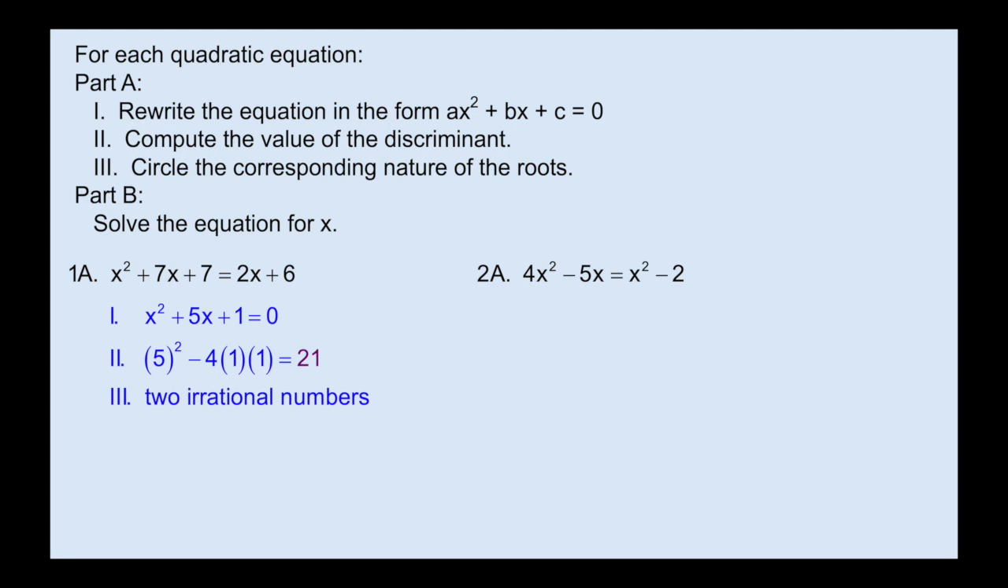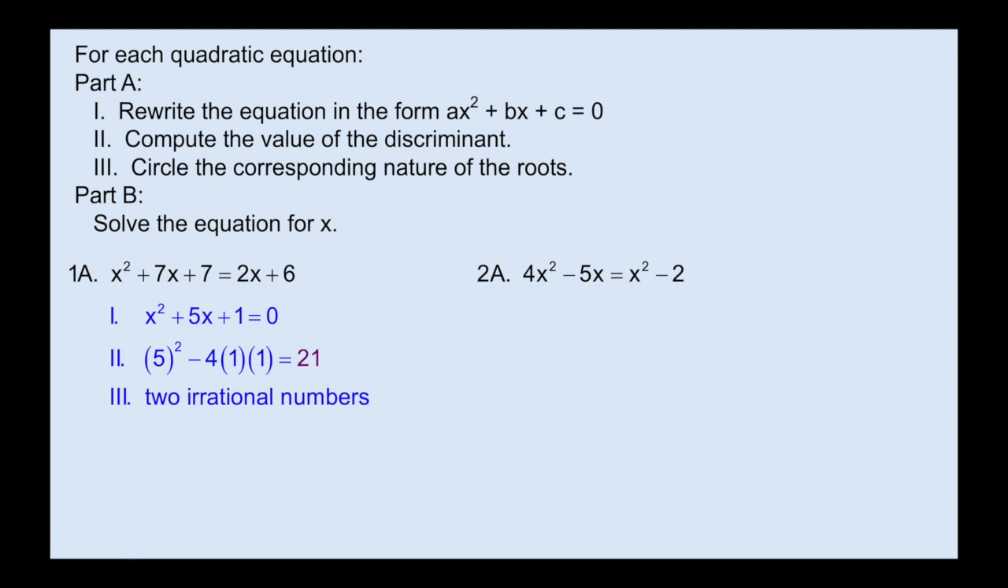So 5 squared is 25, and then if I do negative 4 times 1, I get negative 4. And 25 minus 4 is 21. Because this comes out to be positive, I know I'm going to get two solutions, and from there I've got to decide if they're rational or irrational. Now these are going to be irrational because if I take the square root of 21, it's not a perfect square, so it is going to give me an irrational solution, and it's two irrational solutions.